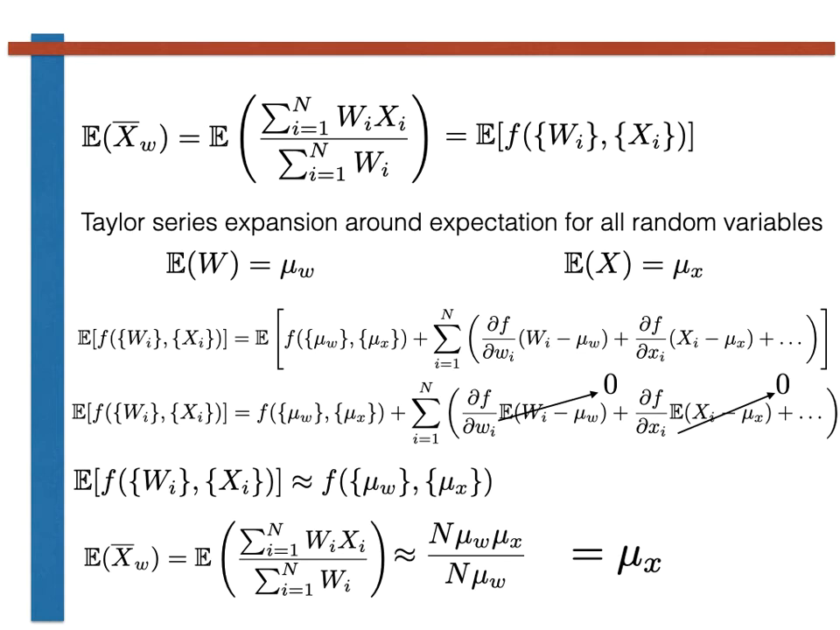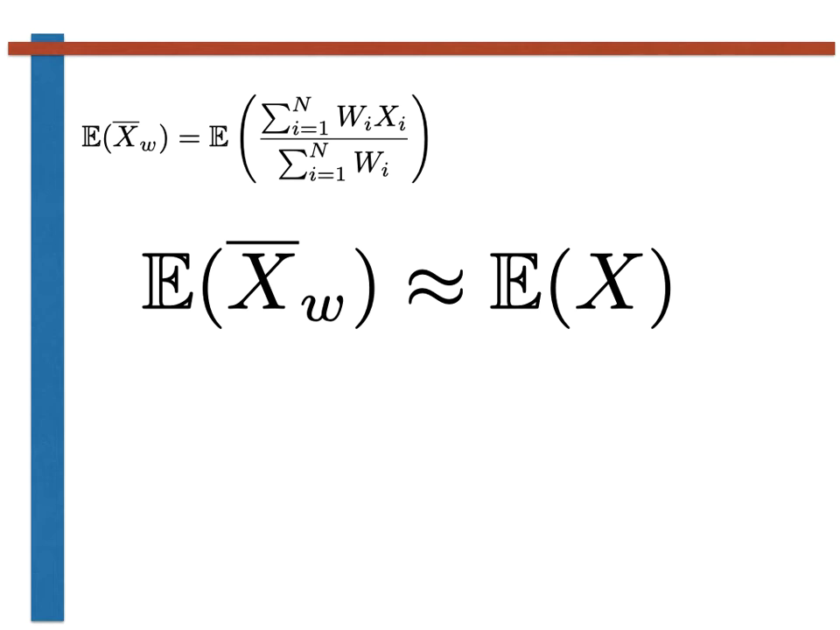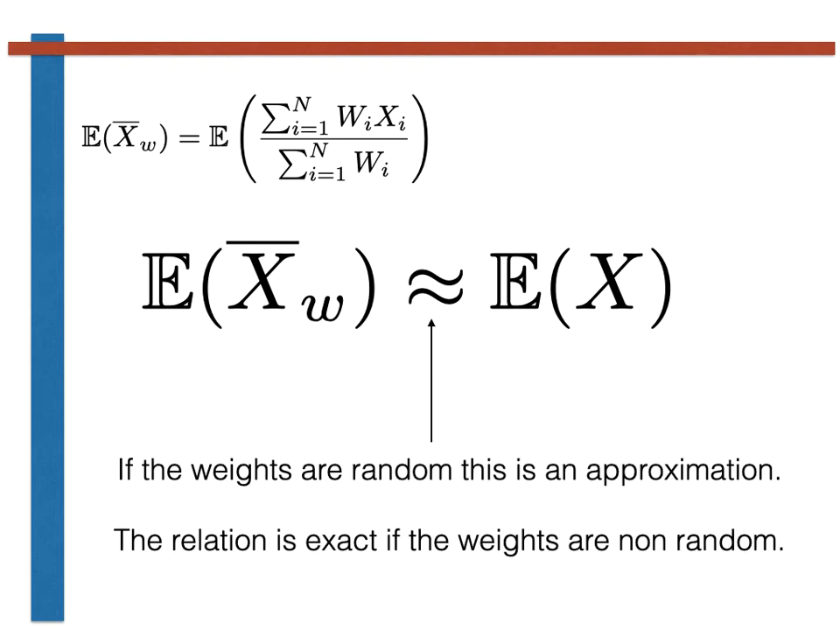To summarize this first part then, we have found that the expectation of the weighted average is approximately equal to the expectation of one of the random variables x from which it was computed, as shown here. This is the same result that we arrived at when we considered a weighted average that was computed with weights that were not random. The difference here, however, is that this relationship is exact when the weights are not random. If the weights are random, however, it is an approximation.